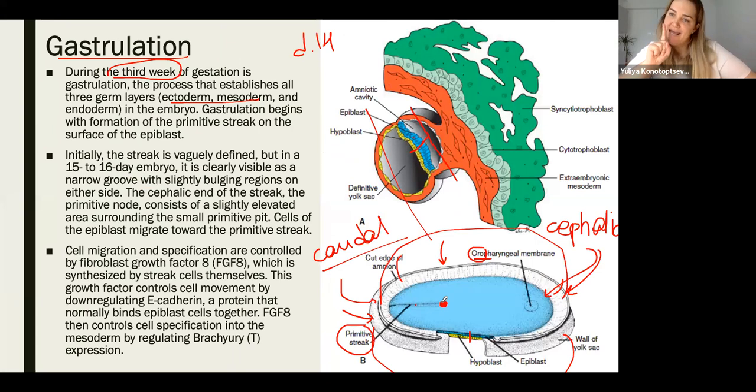So now I'm going to say a sentence. Listen to it because I can't repeat it twice. It's such a long sentence, and tell me if it is true. The primitive node is located at the cephalic end of the primitive streak, which in turn is located at the cephalic end of an embryo.